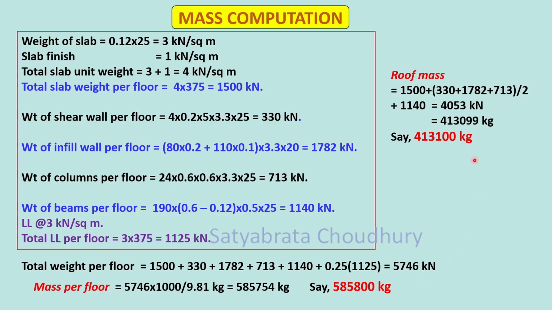Roof mass will be less. In the roof, live load should not be considered, so live load is not taken, and slab weight is the same as earlier. Other weights are taken as half, because it is assumed that half of the height of the story is carried to the roof level. So that way it is calculated.